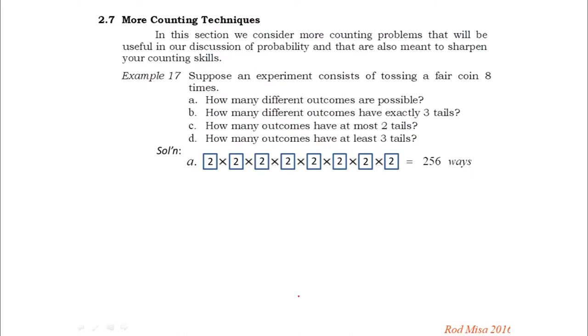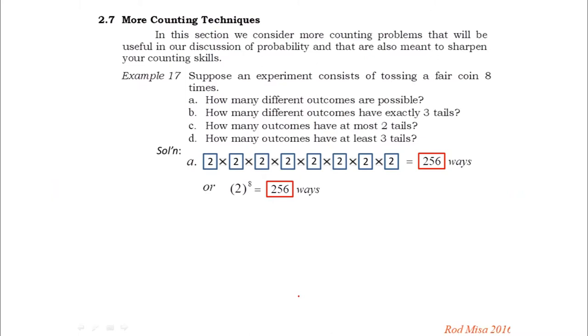And the result is 256 ways. Therefore, we can say that there are 256 different possible outcomes when you toss a fair coin 8 times. Or you can use the ordered sample with repetition formula. And this is 2 raised to the power of 8. So 2 to the power 8 is 256. Hence, there are 256 different outcomes possible.